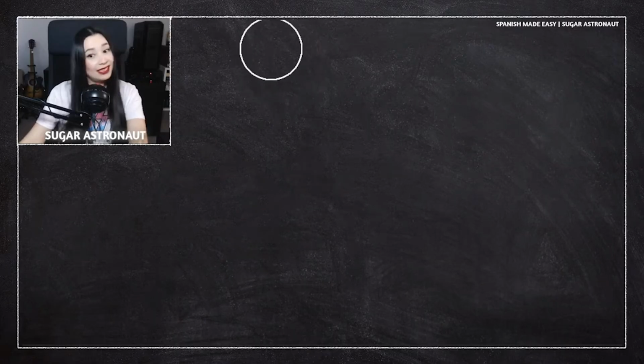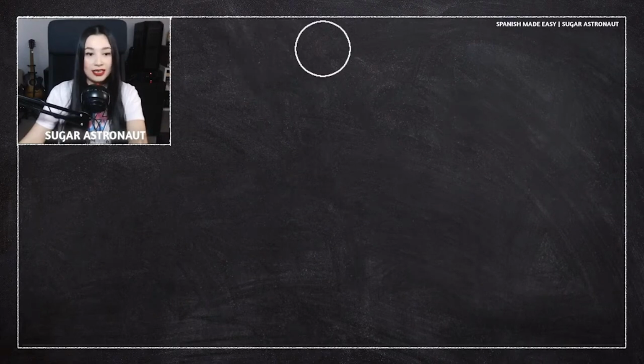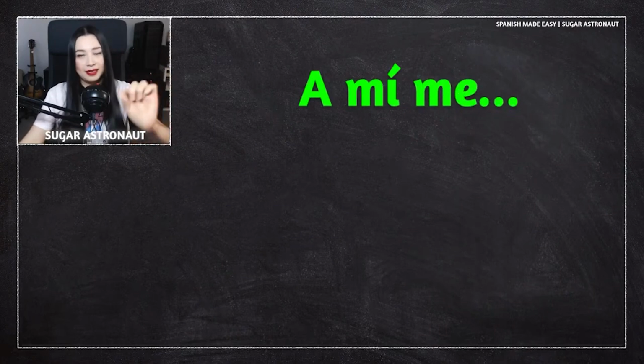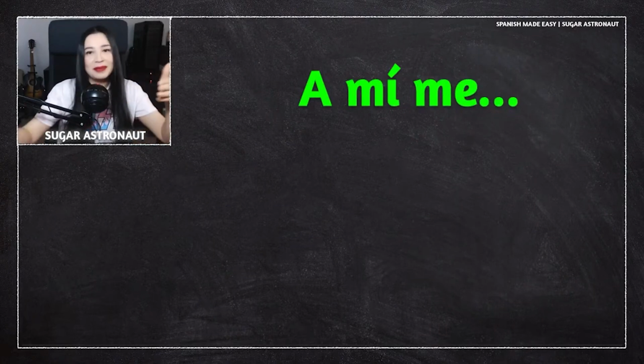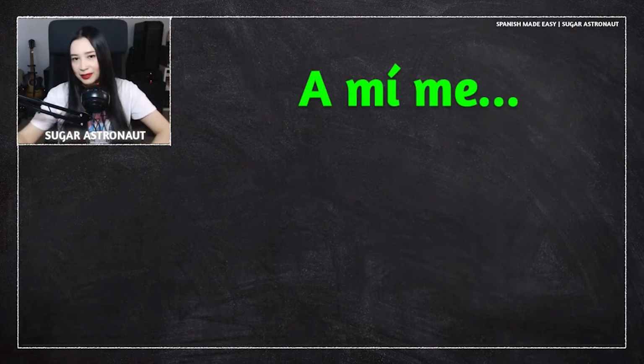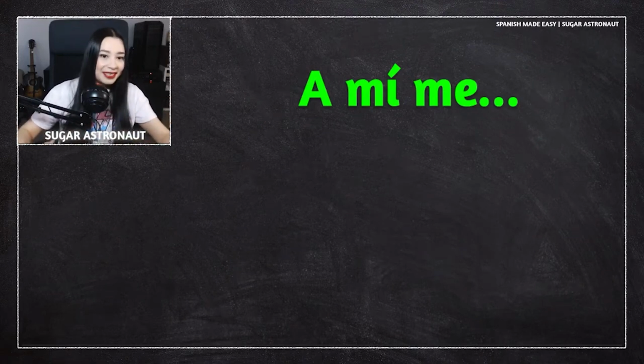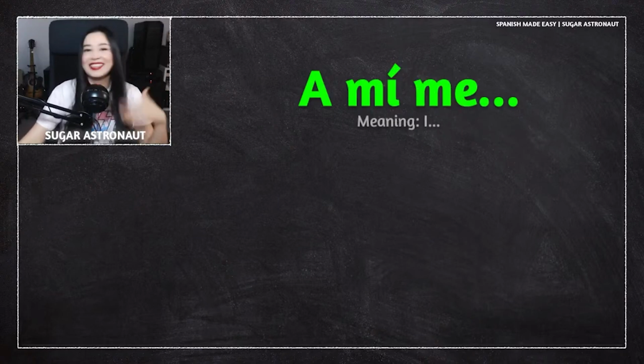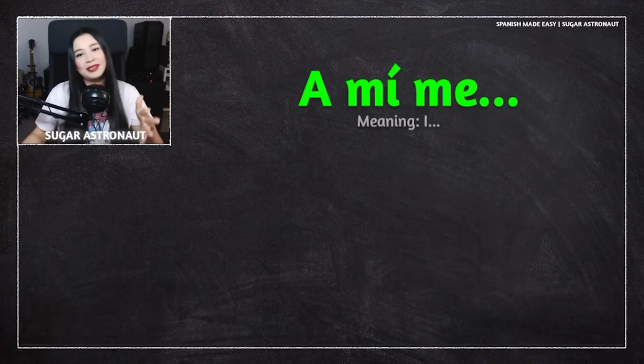A mí it's very simple, really. It's nothing complicated. A mí me... By the way, it's an incomplete phrase. You have to add more to it to use it, but it's pretty common. A mí me is similar to saying I. Just I. It's a different way to say yo.